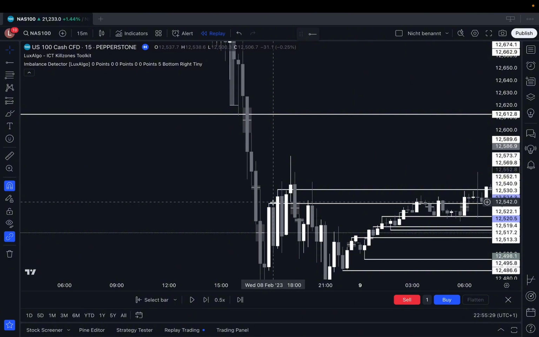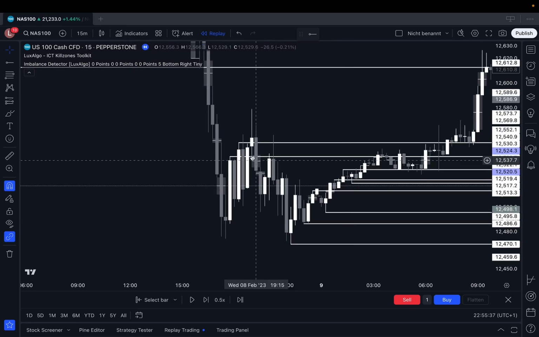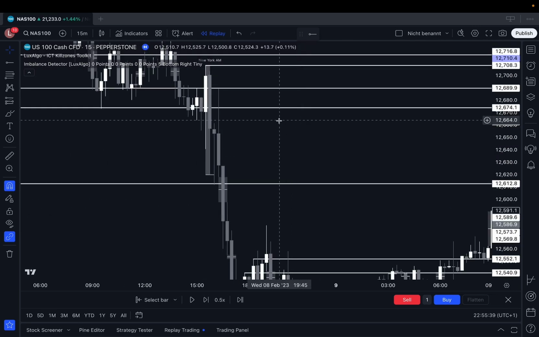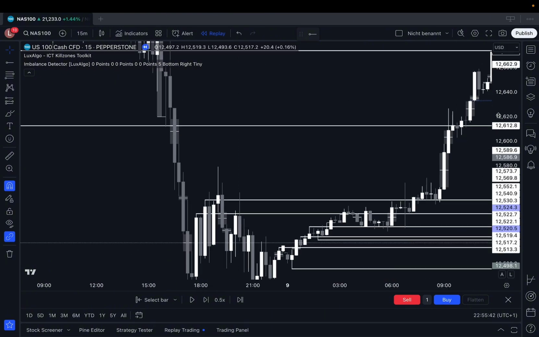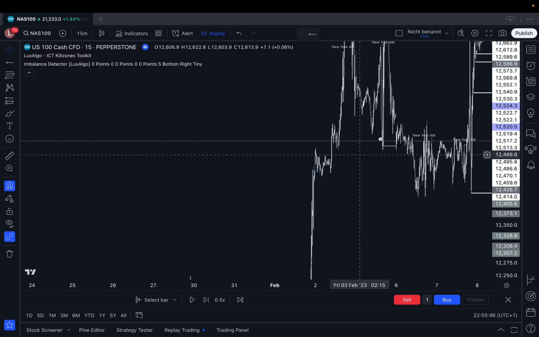So here we're in a downtrend, and since this candle we're in an uptrend. So that's it about downtrend and uptrend. Let me show you some more examples maybe, because it's a bit complicated at the beginning, I know.